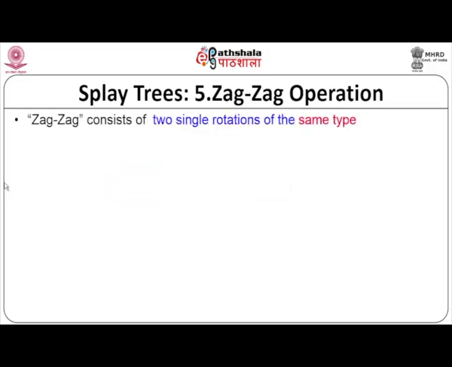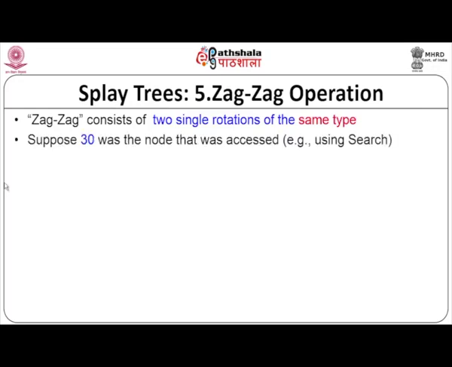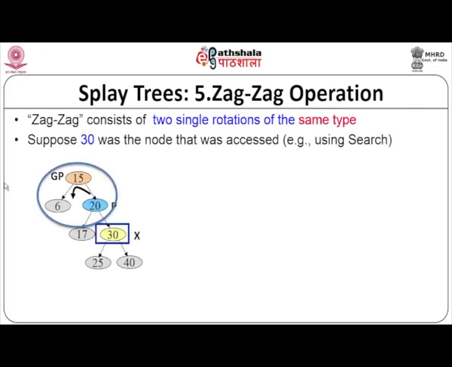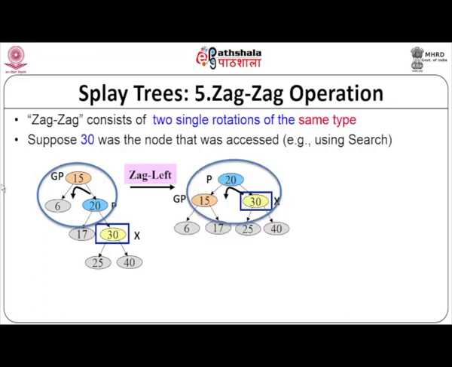In the zag-zag case, there are two single rotations of the same type. Suppose 30 was the node that we wanted to access. Here there is a slight difference in how we go about this. What we do is, we do the parent rotation about the grandparent first and then do the child rotation about the parent. So, that is the difference here. So, you can see this. First do a zag left. Any left rotation is a zag operation.